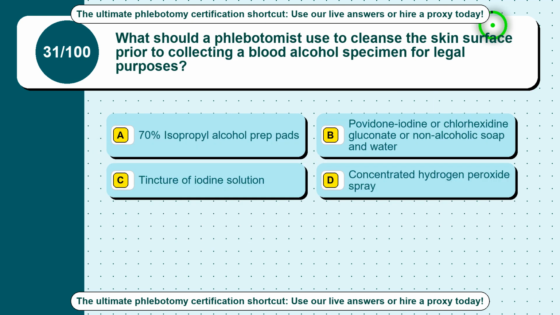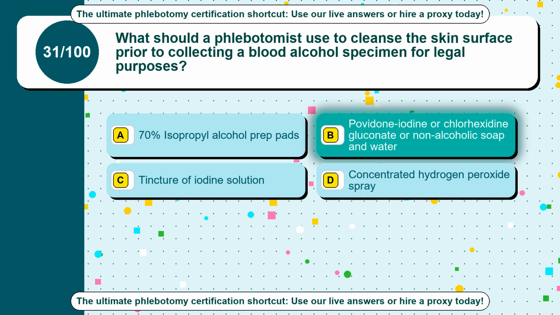Question 31. What should a phlebotomist use to cleanse the skin surface prior to collecting a blood alcohol specimen for legal purposes? Option A, 70% isopropyl alcohol prep pads. Option B, povidone iodine or chlorhexidine gluconate or non-alcoholic soap and water. Option C, tincture of iodine solution. Option D, concentrated hydrogen peroxide spray. The correct answer is option B, povidone iodine or chlorhexidine gluconate or non-alcoholic soap and water.